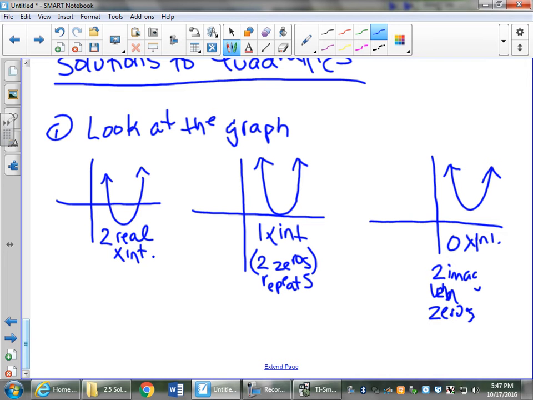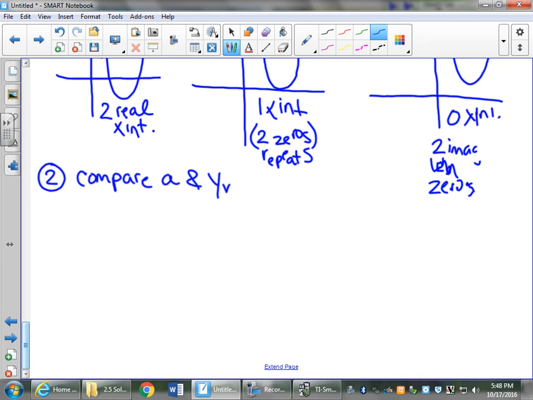So you can look at the graph as one way. The second method, which we learned way back in the first section before I left on maternity leave, you can compare the a value and y of the vertex. I'm not going to rewrite this all, okay? You can go see your prior notes.